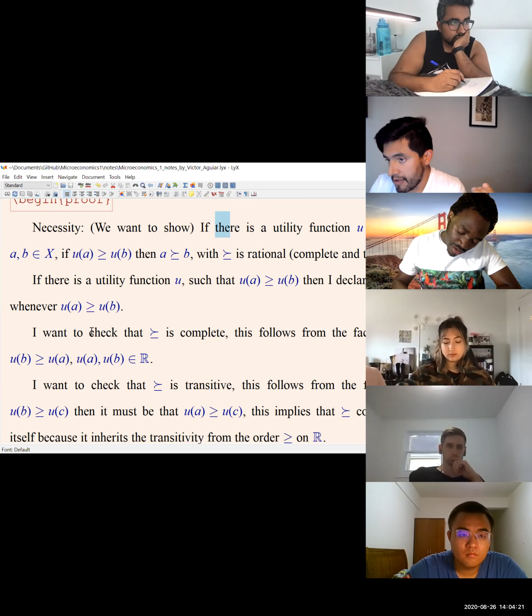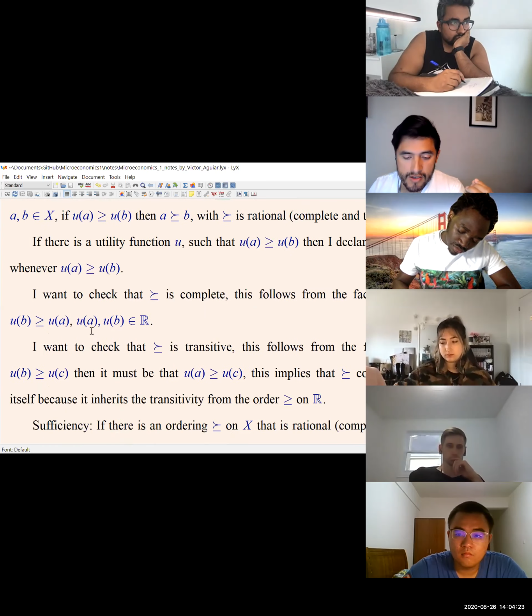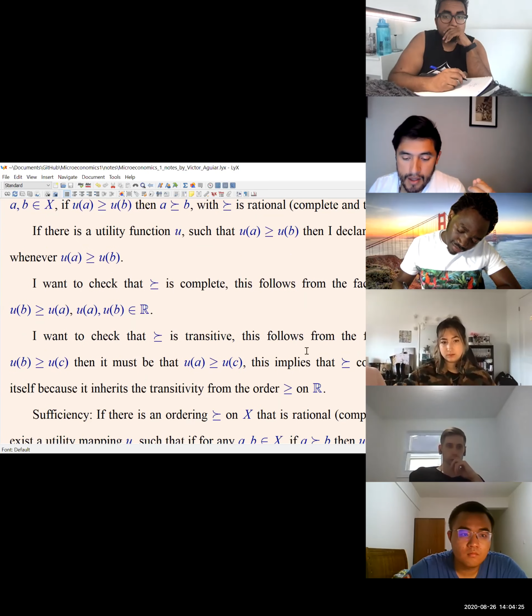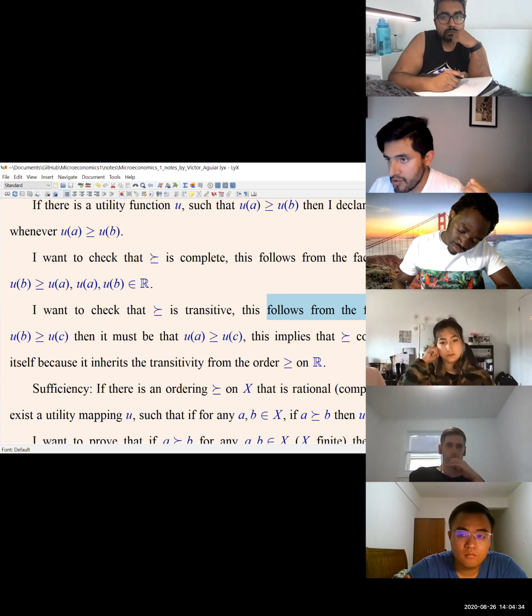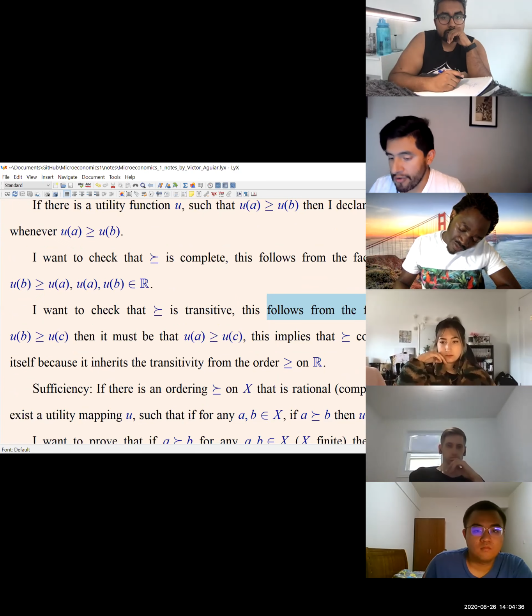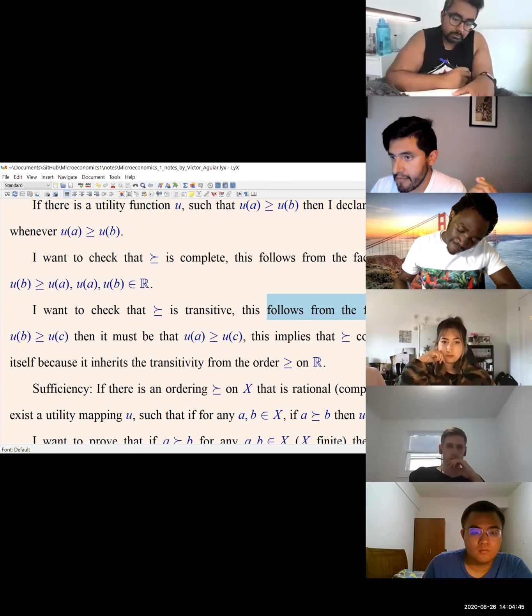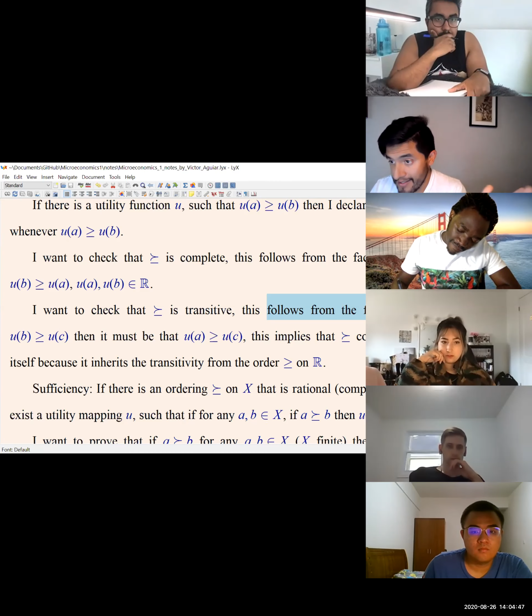So this one is super fast, it's super easy. Why is it complete and transitive? Well, basically, this follows from the fact that the utility is just a real number, right, in the real line. So the ordering of this real line is just the greater than or equal ordering. And that ordering is already complete and transitive, okay? So it inherits completeness and transitivity from the scalar order. Got it? Okay, that one was easy.